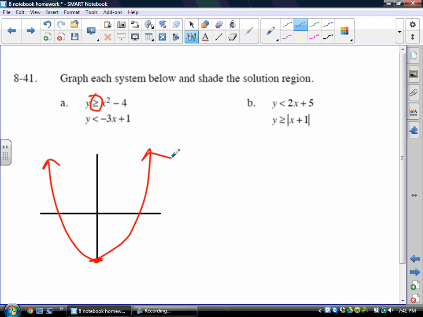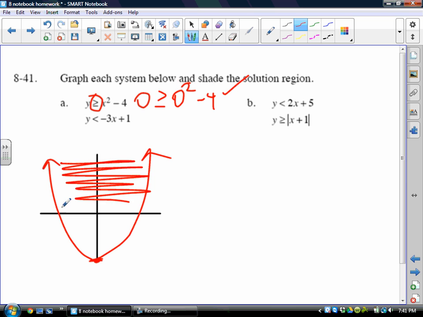Okay. So then from there, let's test a point while we're just focusing on one at a time. So let's test the point 0, 0 for x and y. So plug it in as 0 greater than or equal to 0 squared minus 4. So 0 greater than or equal to negative 4. Yes, that is true. So I'm going to shade where 0, 0 was in terms of my parabola. It was on the inside of my parabola.